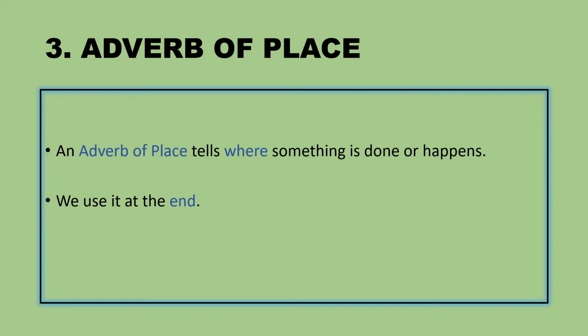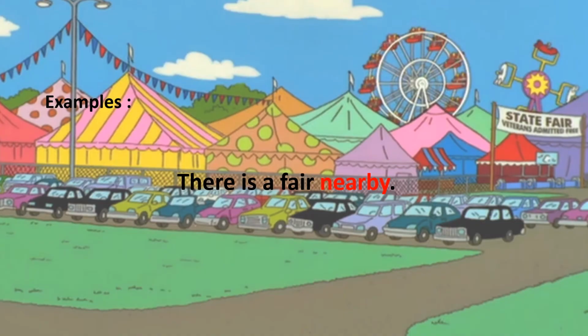Adverb of place. Now, adverb of place tells us where something is done or where something has happened. So, generally, we use it at the end of the sentence. Let us see some examples. There is a fair nearby. Now, in this sentence, nearby is the adverb of place because it is telling us about a place.